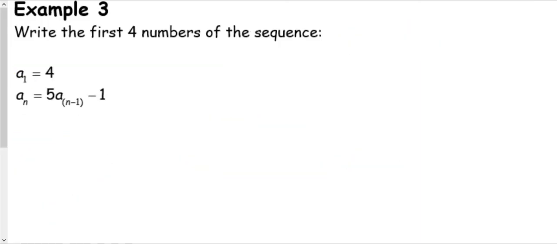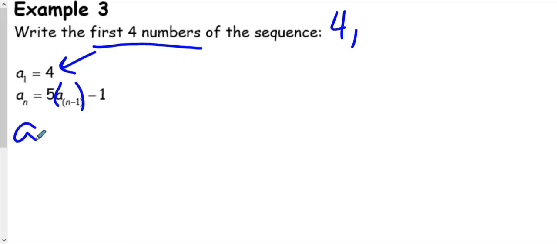Let's look at number 3. Again, we are looking for the first 4 numbers of the sequence. So this time there's a little bit more involved here. As you can see, we've got our previous term going right there. All right, now the first term of the sequence is 4. Very important. They gave us that first term, so we've got to use it.